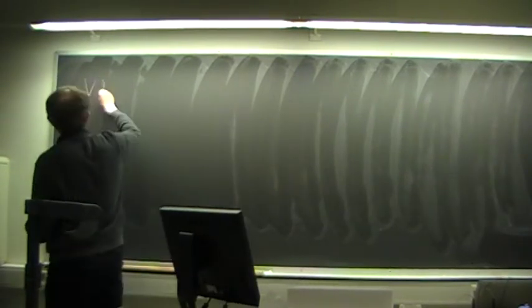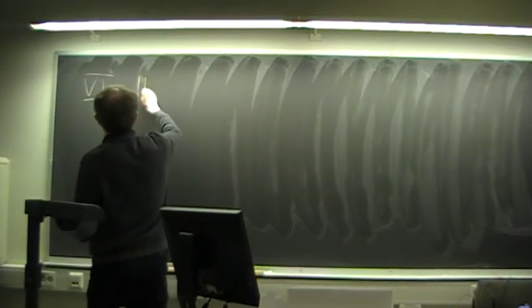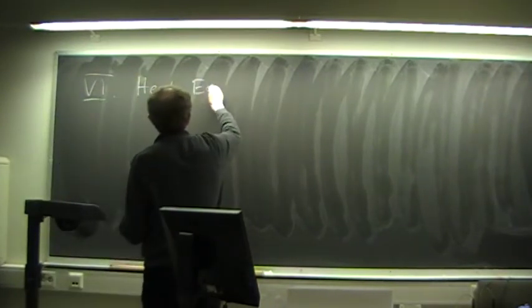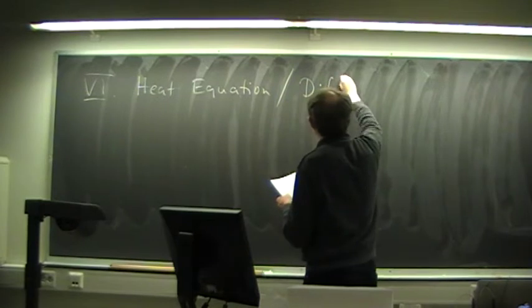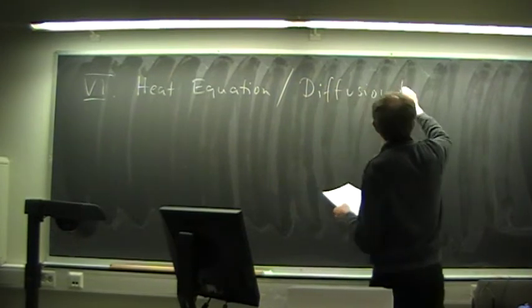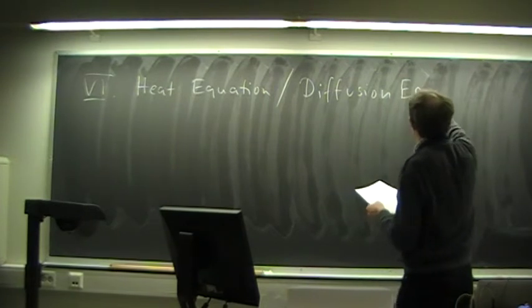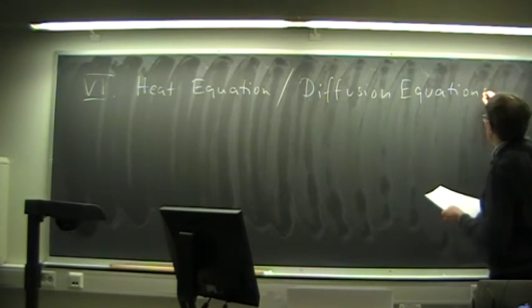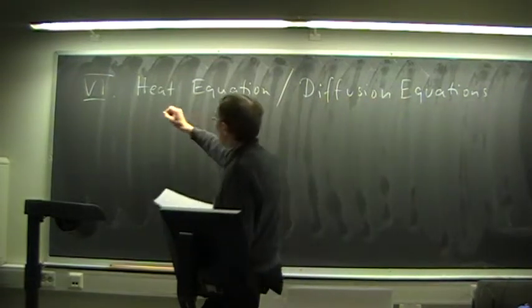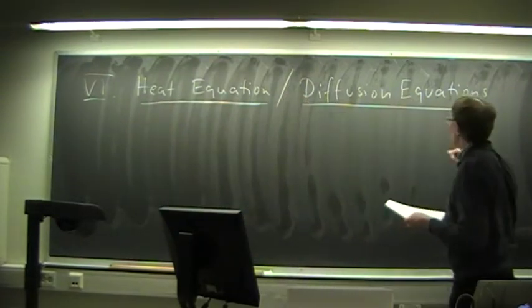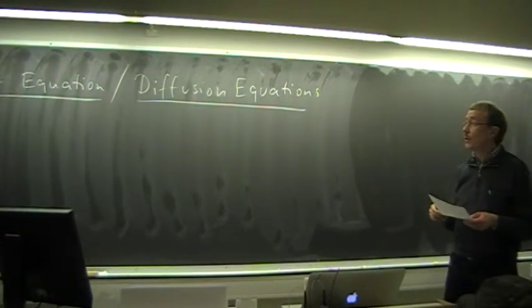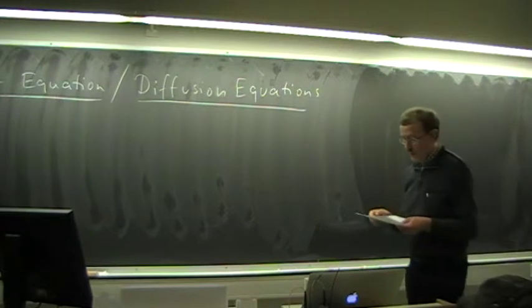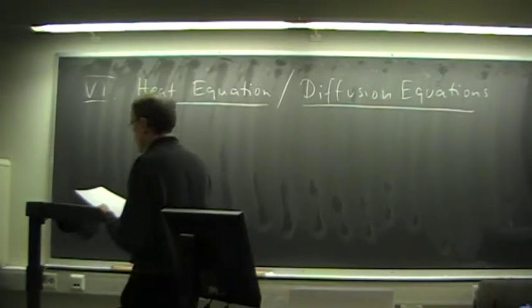So, the chapter is now 6. The topic is the heat equation, and I think also the diffusion equation. It depends on what you like. We have heat transfer problems, and we will focus on the heat equation. We have problems of diffusion of a species in a mixture, or diffusion of velocity in viscous flow. Let's look at a few examples.